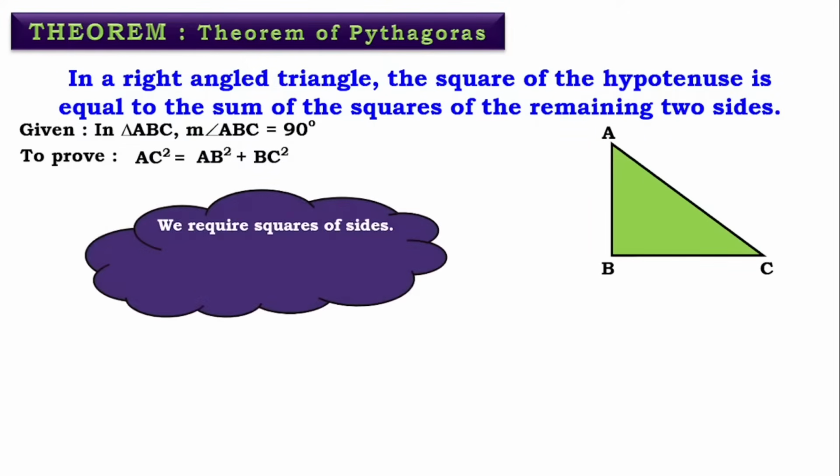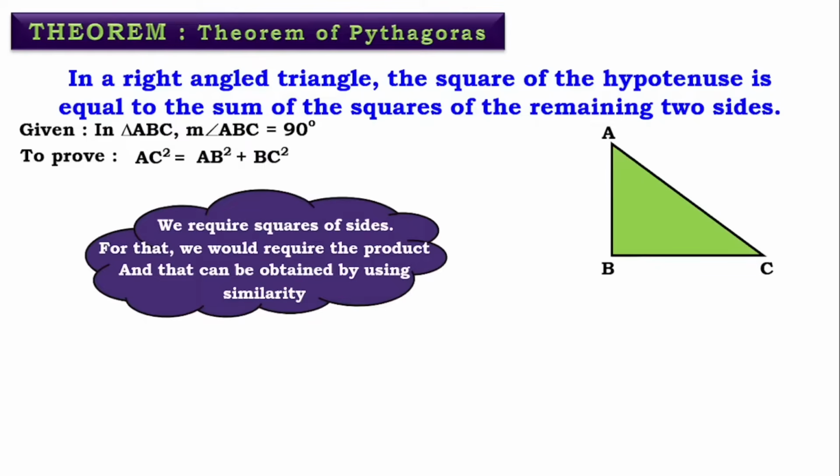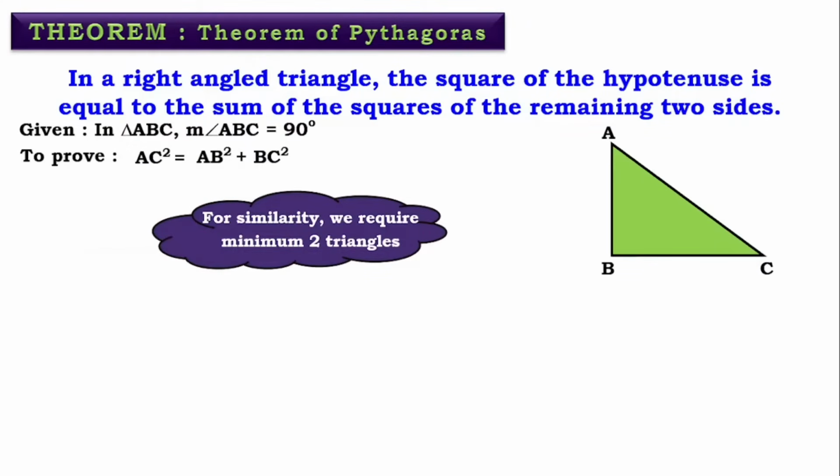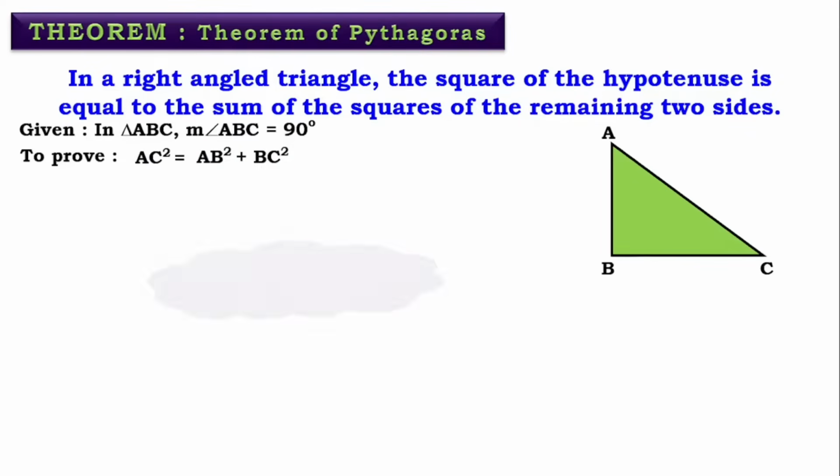Moving forward, we require squares of sides. So I need to take the square of the sides. For that we would require the product, and that can be obtained by using similarity. So we would be using similarity over here. For similarity we require minimum 2 triangles. So I need 2 triangles for similarity.